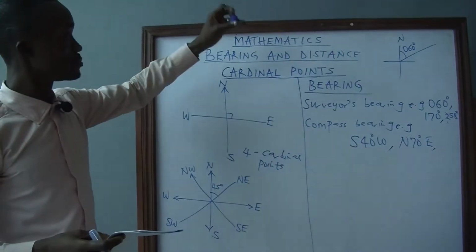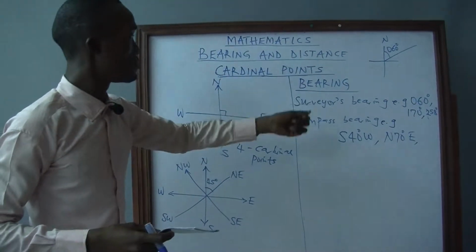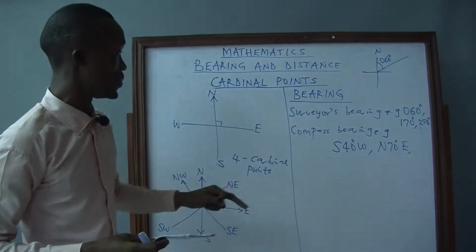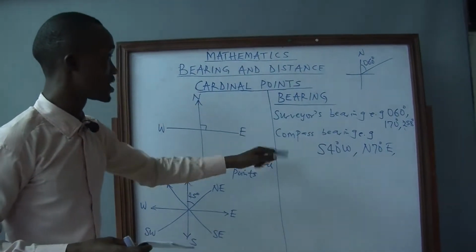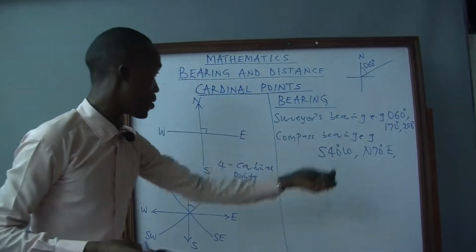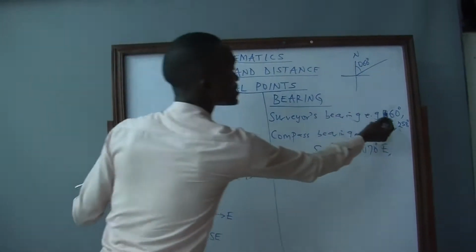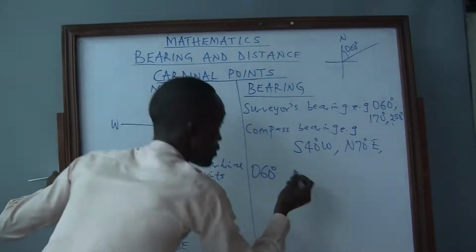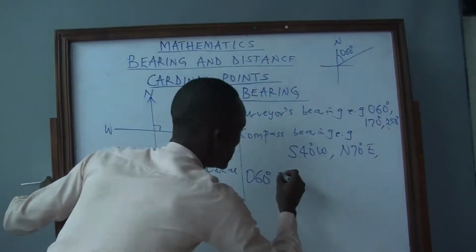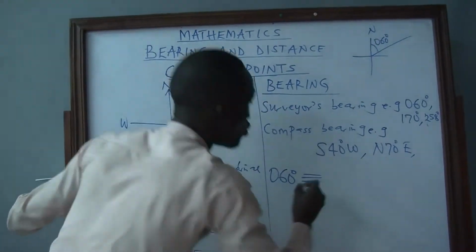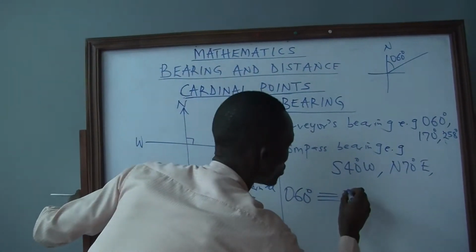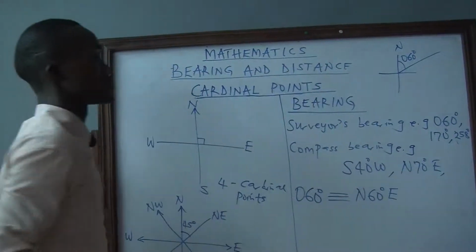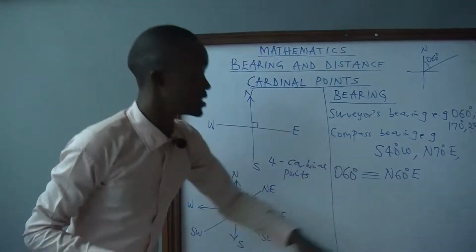So when we have a question on bearing, it can be in the surveyor's form. They can give us the bearing of a particular place in the surveyor's form, or they can give us in the compass form. So this 060 degree that we have there, which is a surveyor's bearing, is equivalent to north 60 degree east. This and this, they are the same thing.